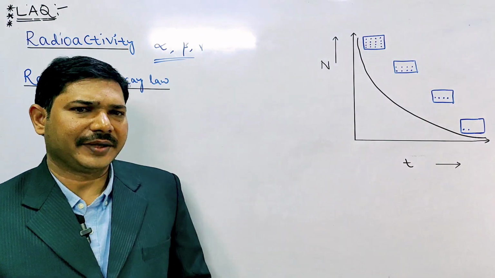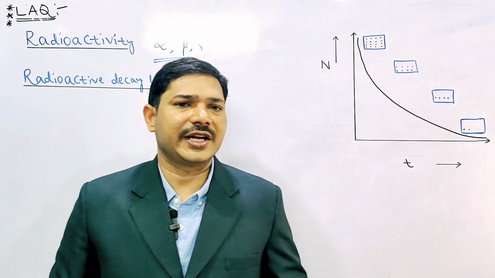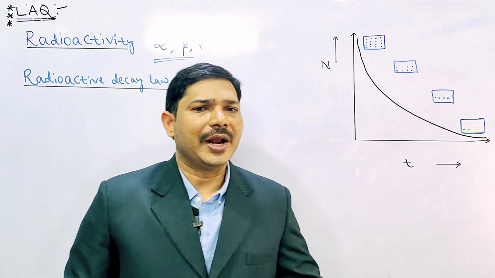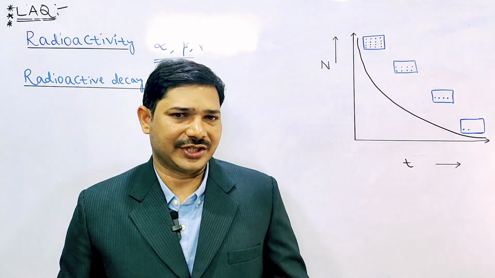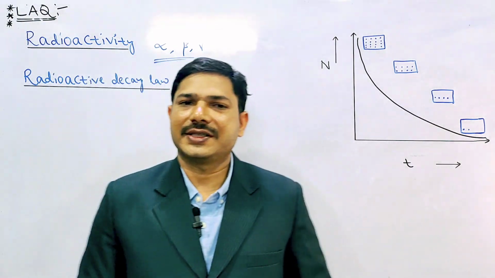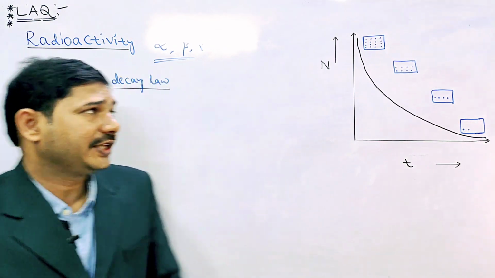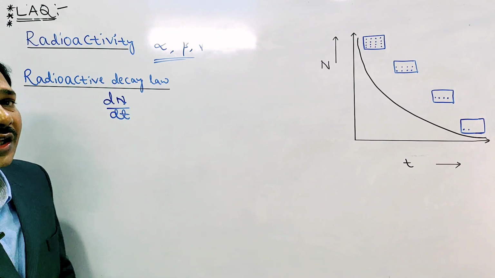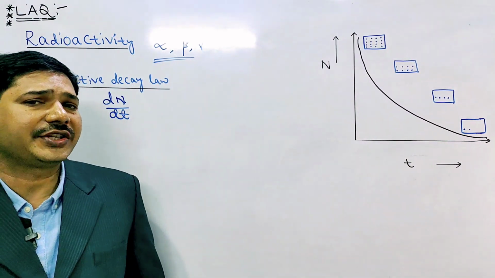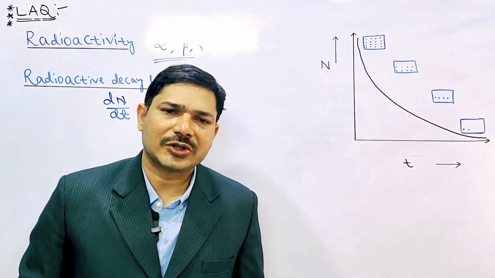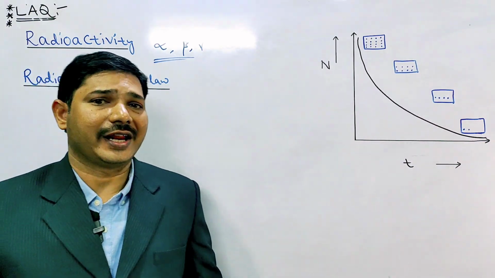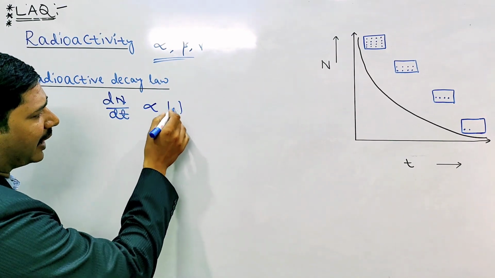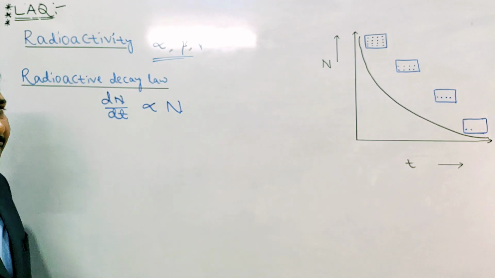Radioactive decay law means what? The number of nuclei disintegrating per unit time is directly proportional to the number of nuclei at that present instant. The radioactive decay law means the rate of disintegration, that is dN by dt. The number of atoms disintegrating per second is directly proportional to the number of atoms at that instant. The meaning is dN by dt is directly proportional to N according to the radioactive decay law.